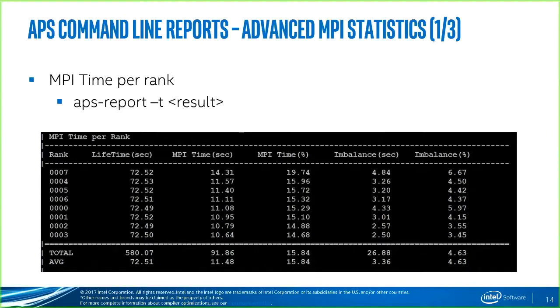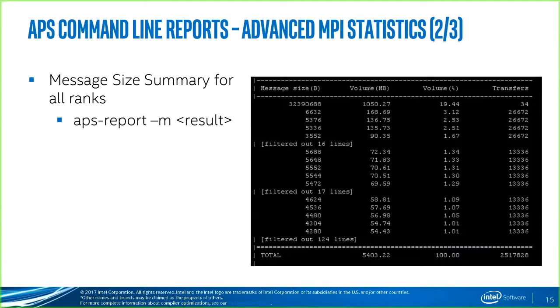And for advanced MPI statistics that are also available for Cray MPI, we can show several tables, for example, MPI time per rank with an imbalance, but imbalance again only for Intel MPI.